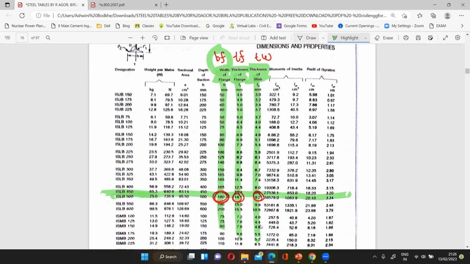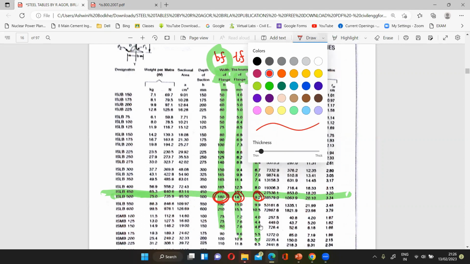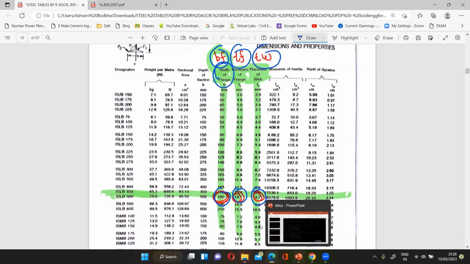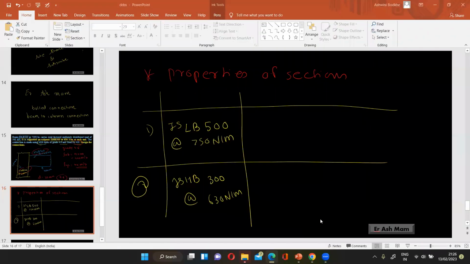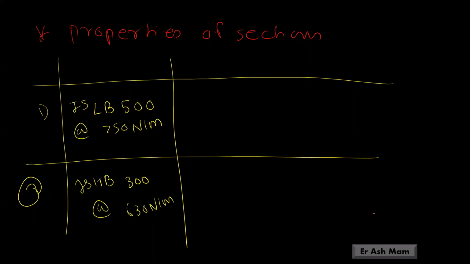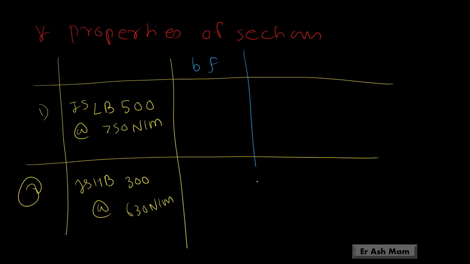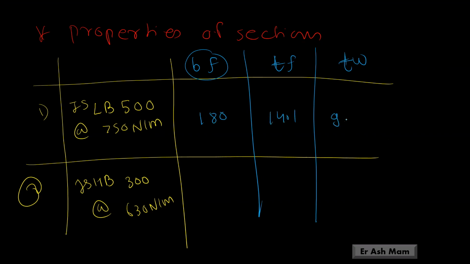BF is width of flange. Width of flange is 180, thickness of flange is 14.1 and thickness of web is 9.2. BF, TF, TW. BF stands for width of flange, TF is thickness of flange, TW is thickness of web. Values are 180 mm, 14.1 mm and 9.2 mm. Okay, next let's see ISHB 300.